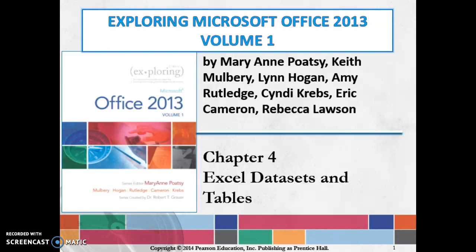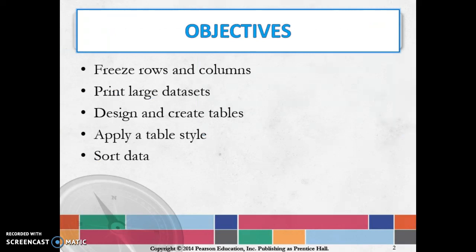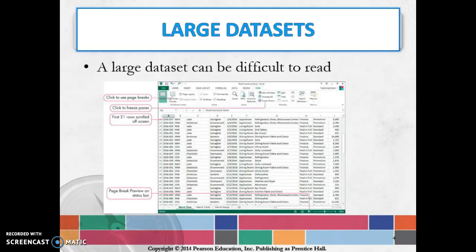We are going to go up through slide 18 in this particular slide deck. The objectives that we're going to be covering this week are the section on freezing rows and columns, printing large data sets, designing and creating tables, and applying a table style. The rest of the objectives we'll be covering next week. So let's look first at a data set.